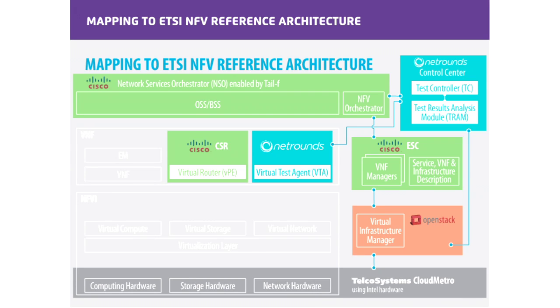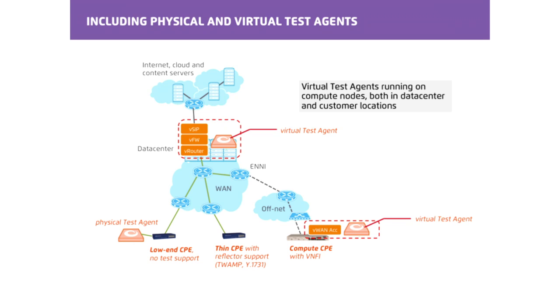Cisco also brings the ESC, the Elastic Services Controller, and the virtual PE router. And at the bottom, Telco Systems, as I mentioned before, bring the compute CPE running on top of Intel hardware. So going back now to these virtual test agents, these virtual test agents can be deployed on the compute nodes, as we discussed before, at the CPE, where we have the NFVI, as well as in the data center.